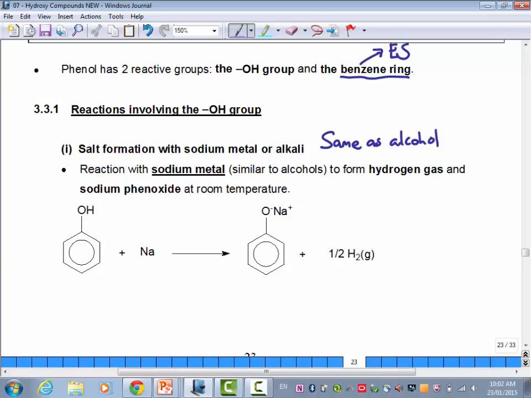Phenol can react with your sodium metal. The reaction is the same as what you have seen in alcohol. So you are going to get a salt and hydrogen gas. What will be the type of reaction in this case? Start with R. Redox, right? Not reduction, but rather redox.